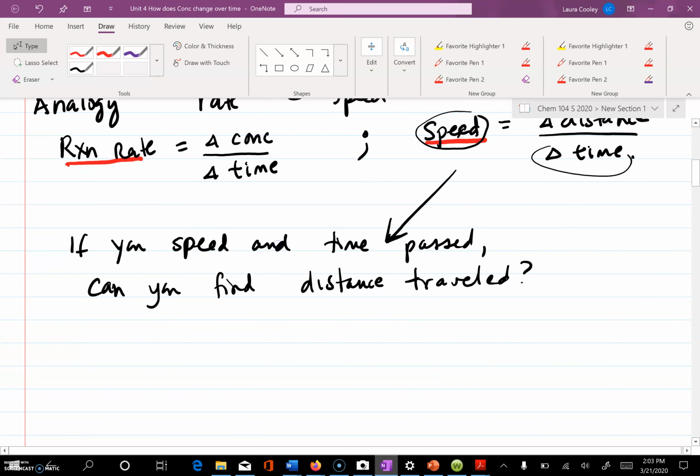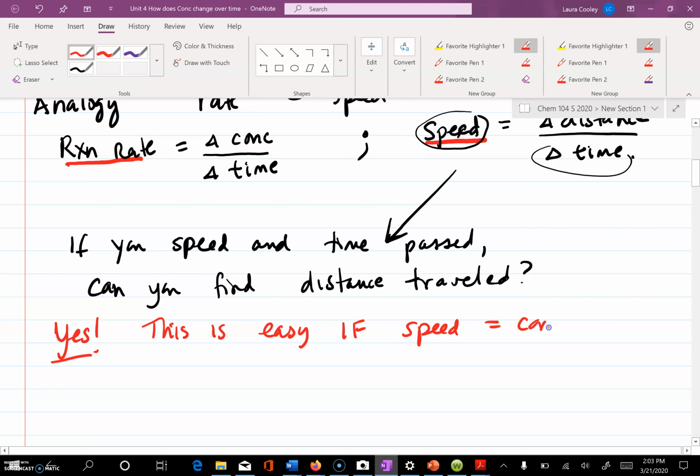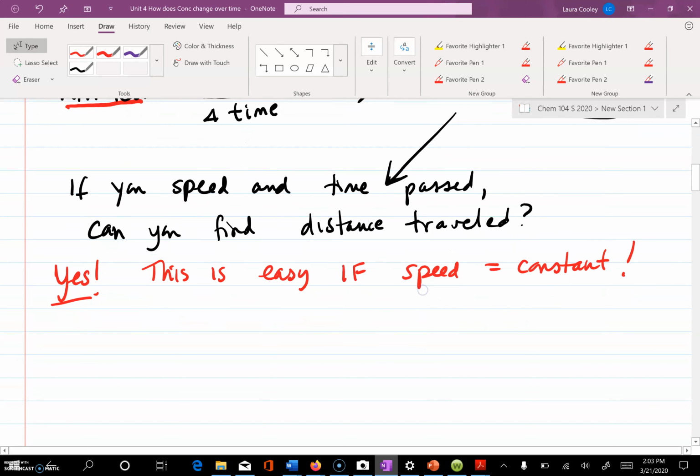Okay, so how would you do that if you could? So I would say that yes, you can do this. That's easy if the speed is constant. Okay, so how would you do it if the speed was constant?